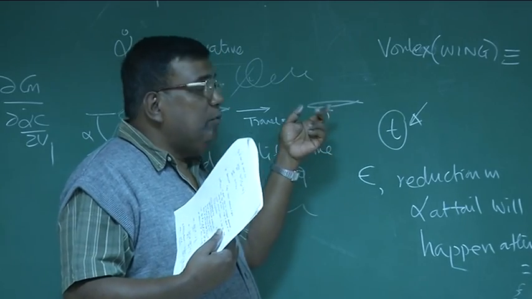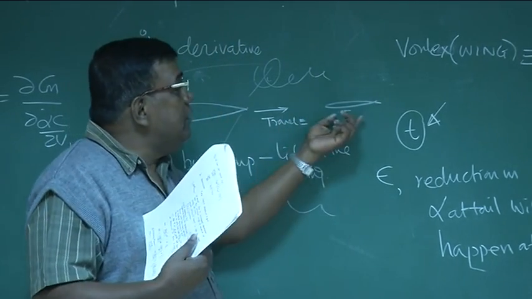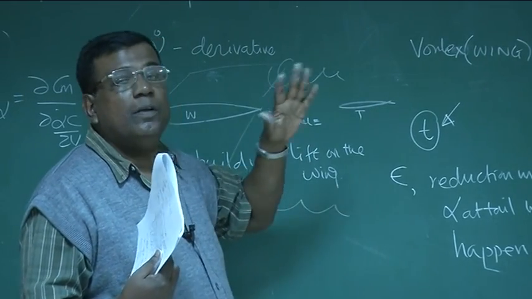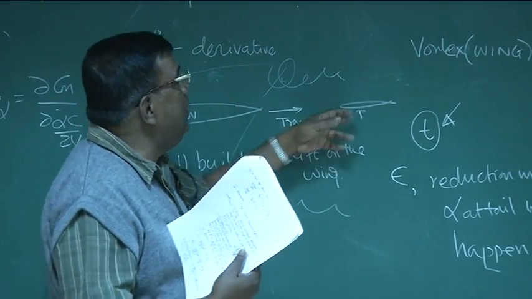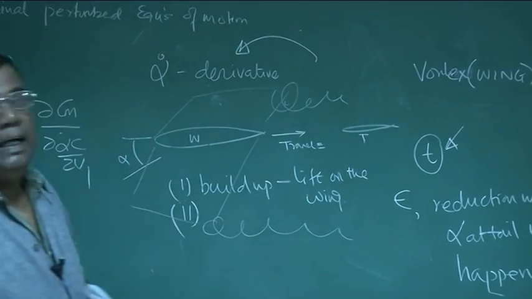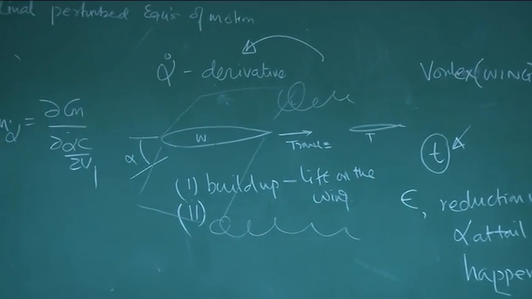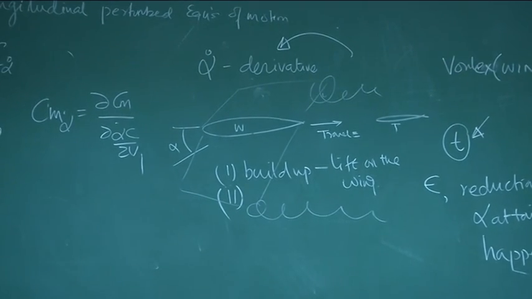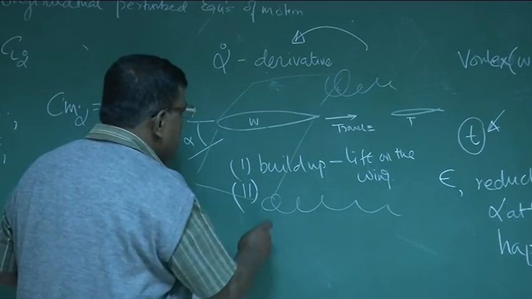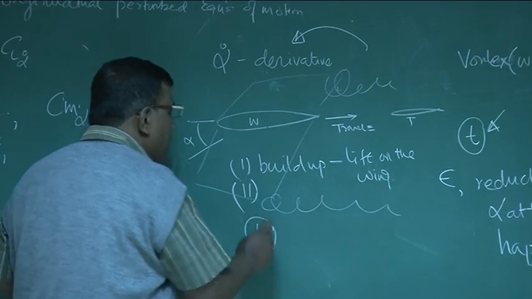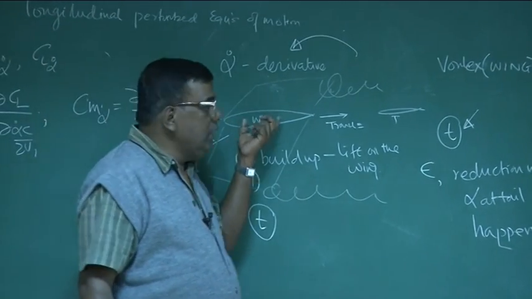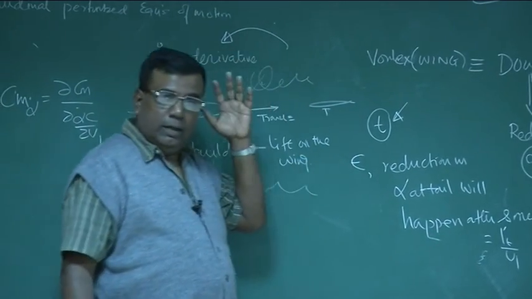That means when I am analyzing for time t, the tail is actually seeing more angle, it is not seeing the epsilon. That more angle will give me a downward pitching moment, and that is Cm alpha dot, and the force is Cl alpha dot. Is it clear? Please understand again. I am focusing on the phenomenon at time t. At time t, I want to know what is the angle of attack at the wing and what is the angle of attack at the tail, correct?